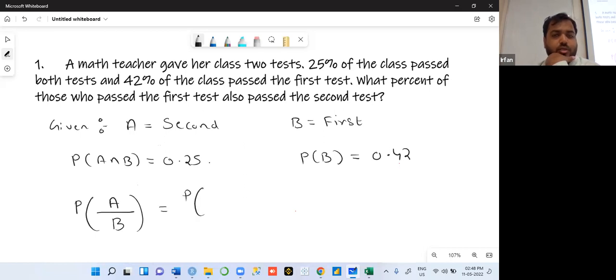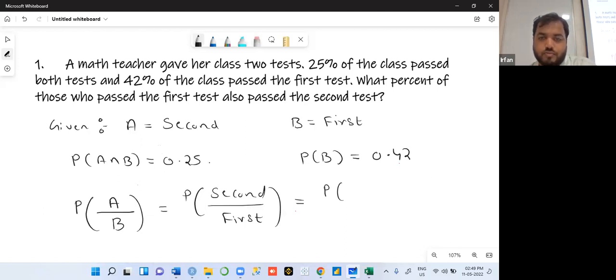Probability of passing the second, given that the customer has already passed the first one. Probability of second given first, divide by probability of first. Probability of first is given, but probability of second is not given. We have to find that. Confusion नहीं होना है, ठीक है? मैं लिखता हूँ. Second and first.